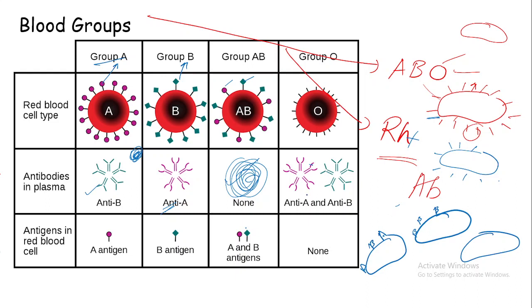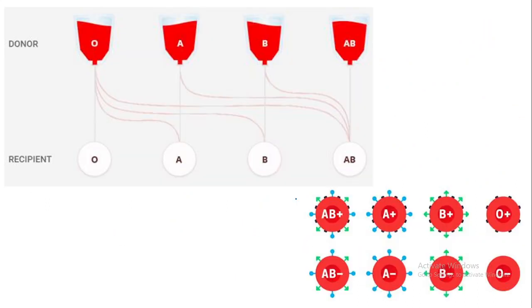A person with blood group O has both the antigens, so he can donate blood to anybody. Okay, next, antigens in the red blood cell. This is, as I told, antigen A, antigen B, AB, and none. Let's go ahead to the next slide. This gives you a comparison as to who can donate blood to whom.